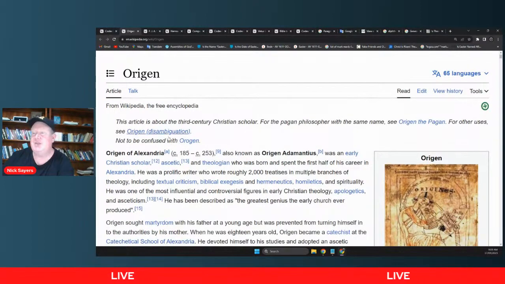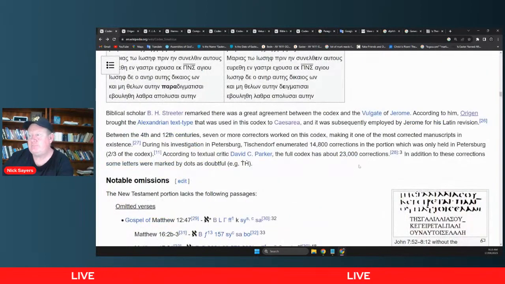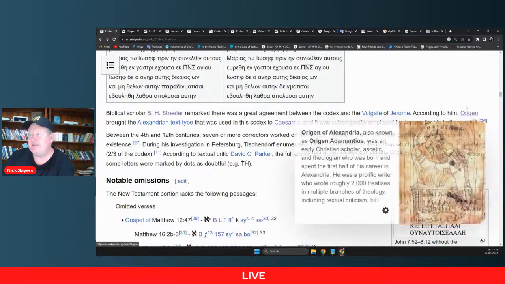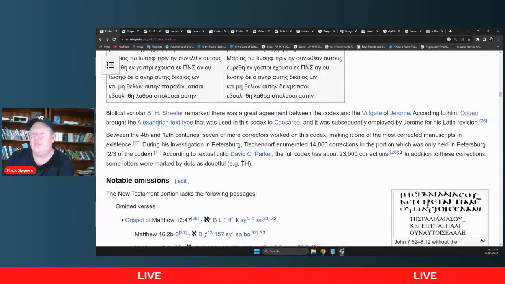So basically, you're looking at the 2nd century into the mid-3rd century, you have Origen. According to Streeter, Origen brought the Alexandrian text type that was used. So this phantom manuscript was used in this codex to Caesarea, and it was subsequently employed by Jerome for his Latin. Between the 4th and 12th centuries, 7 or more correctors worked on this codex, making it one of the most corrected manuscripts in existence.